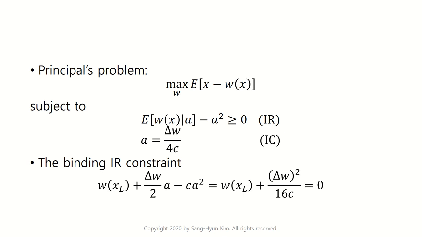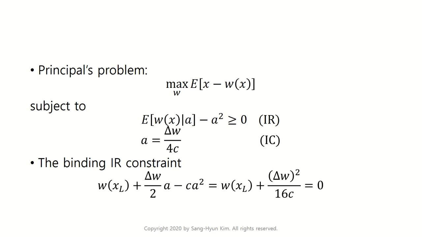So the difference in wage is the size of the incentive. Okay, so we have these two constraints, IR constraint and IC constraint, and as before, you can show that the IR constraint must be binding. So the IR constraint can be written like this.